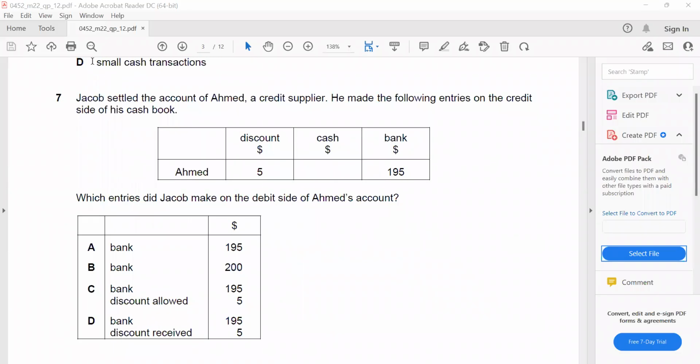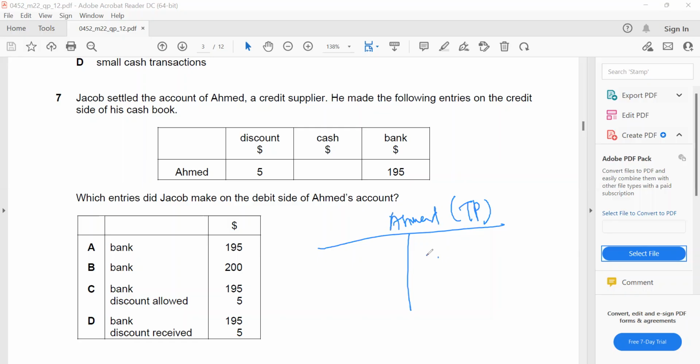Okay, question 7. Jacob settled the account of Ahmed, a credit supplier. He made the following entry on the credit side of his cash book. So this one, they say that Jacob made the entry for Ahmad. Okay, this one is trade payable.